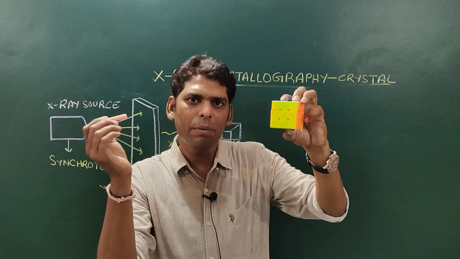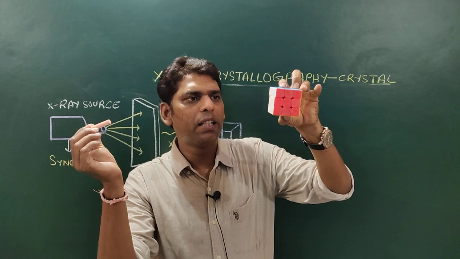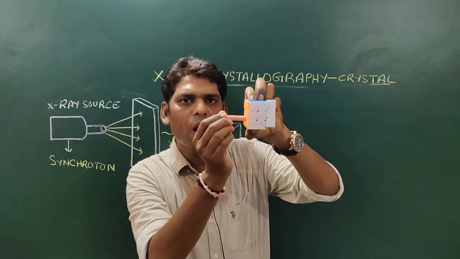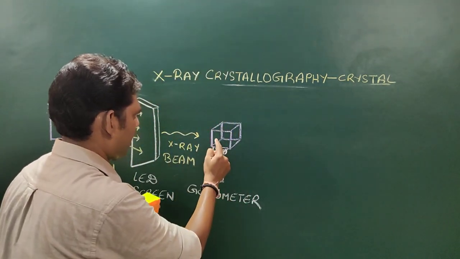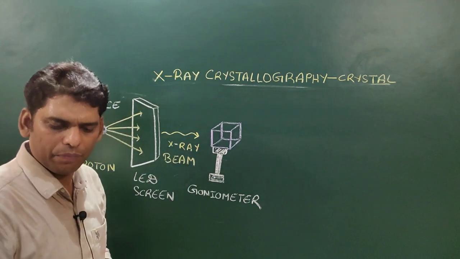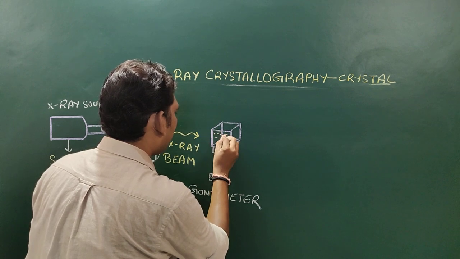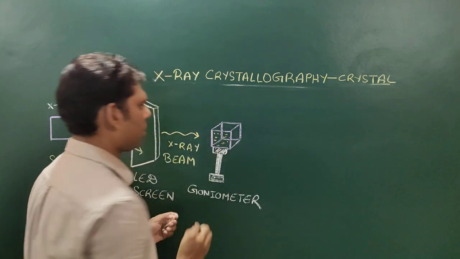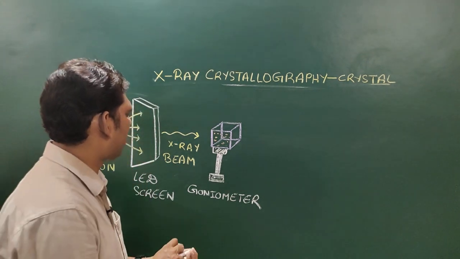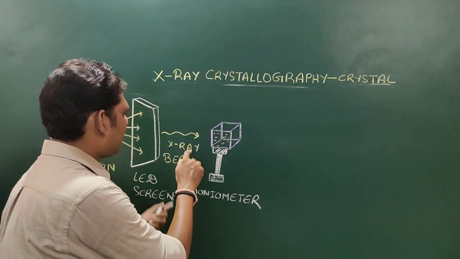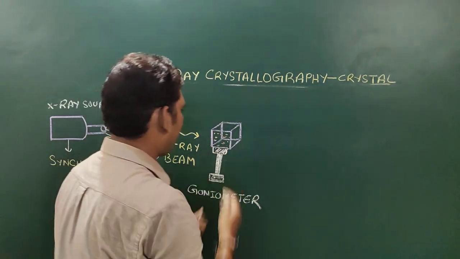So next time when the X-ray beam comes, it is incident on this red surface. Next time the X-ray beam is incident on the white surface, then the orange surface, and then the green surface. It means due to rotation, every surface is exposed to the X-ray beam. Okay, and you know that a crystal contains repeating atoms. So due to rotation and interaction with the X-ray beam, this crystal causes the diffraction of the X-ray beam in different directions, or you can say at different angles.